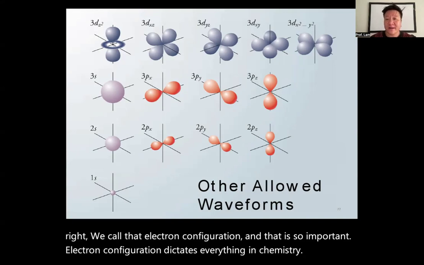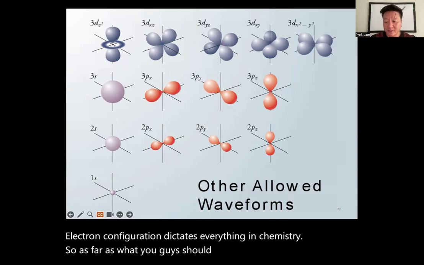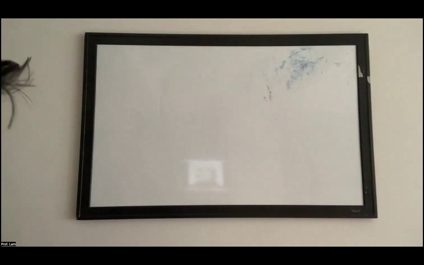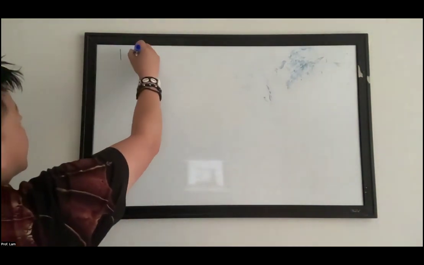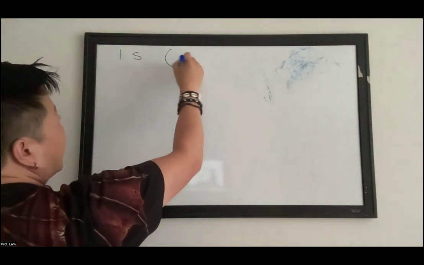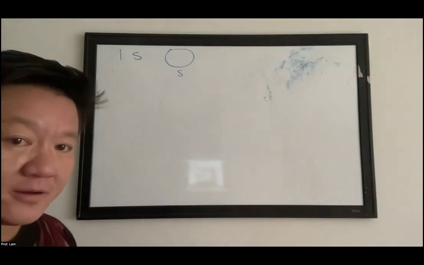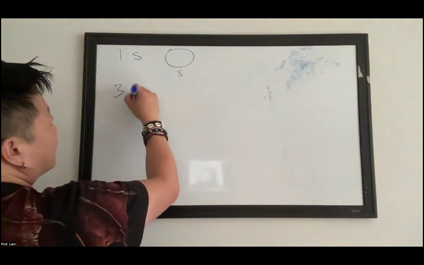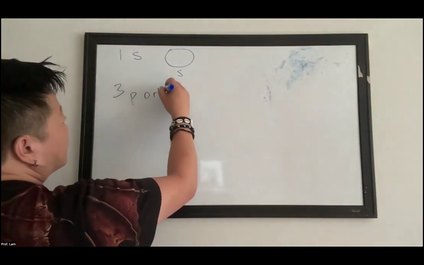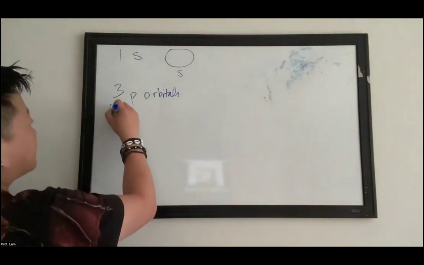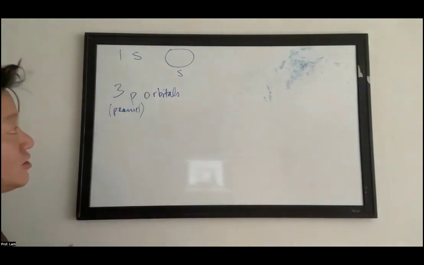So as far as what you guys should know, I know there's quite a bit here, but I'm going to show you exactly on the board what I expect you guys to know. You should know the orbitals that we went over just now. There's 1 s orbital. And to draw it, just draw a circle and label it S, okay? There are 3 p orbitals. Remember P stands for peanuts. So to just draw a peanut, right?